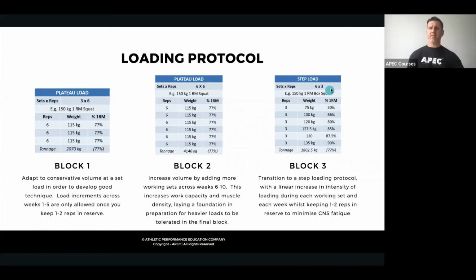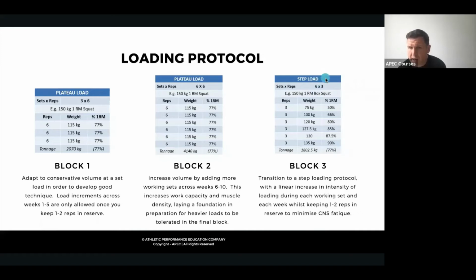Now, when we go to step loading, what happens is we are asking the individual to increase the percentage of their 1RM that they lift over the duration of the prescribed sets. So set 1 would be 50%, set 2 would be 66%, and so on and so forth, right up until the last set, which is 90%.